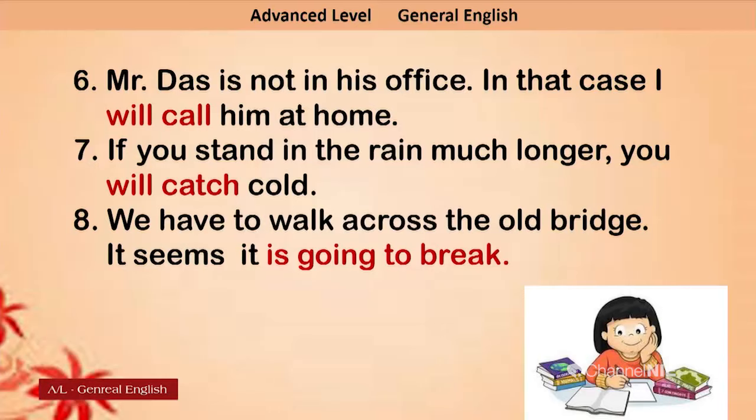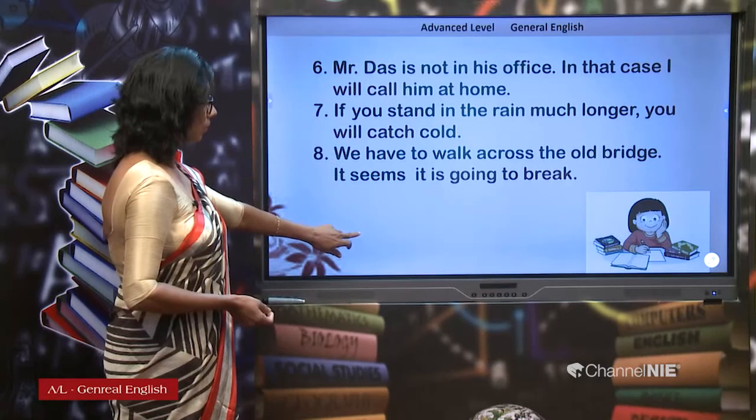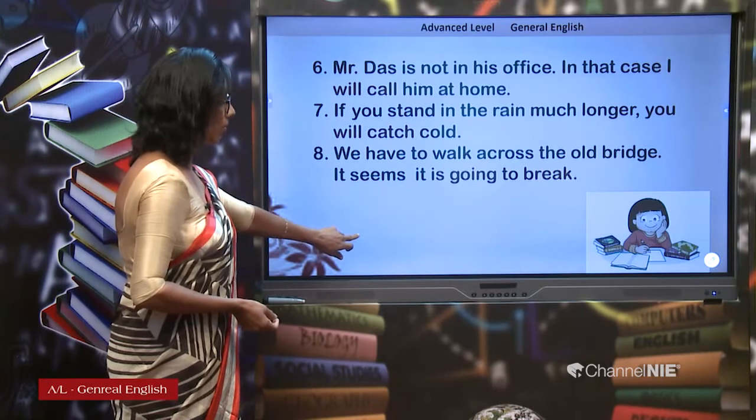So rain. We have to walk across the old bridge. It seems it is going to break. Again evidence, it seems. It appears to be like an old bridge and going to break. So we are going to put it seems it's going to break. So these are the other three answers for those fill in the blank question, right?